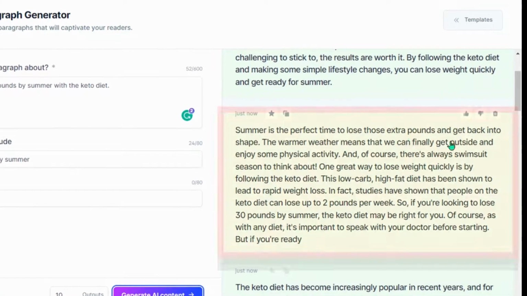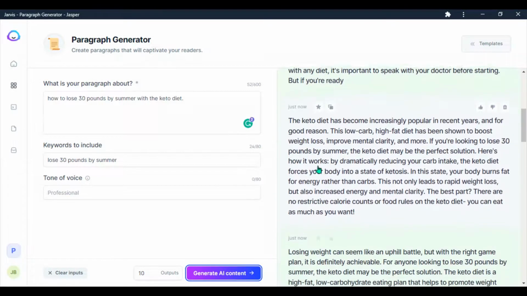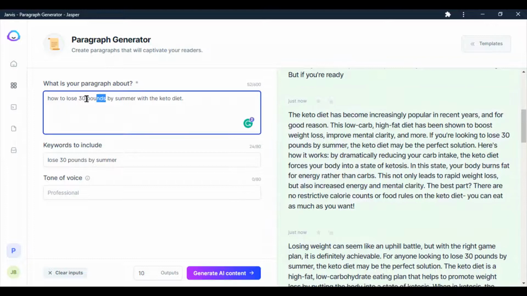Summer is the perfect time to lose those extra pounds and get back into shape. The warmer weather means that we can finally get outside and enjoy some physical activity. And of course, there's always swimsuit season to think about. One great way to lose weight quickly is by following the keto diet. This low-carb, high-fat diet has been shown to lead to rapid weight loss. In fact, studies have shown that people on the keto diet can lose up to 2 pounds per week. So if you're looking to lose 30 pounds by the summer, the keto diet may be right for you. Of course, with any diet, it's important to speak with your doctor before starting, right? So that's great. I don't know anything about the keto diet, but this makes me want to take action and start losing weight. So let's try a different example.